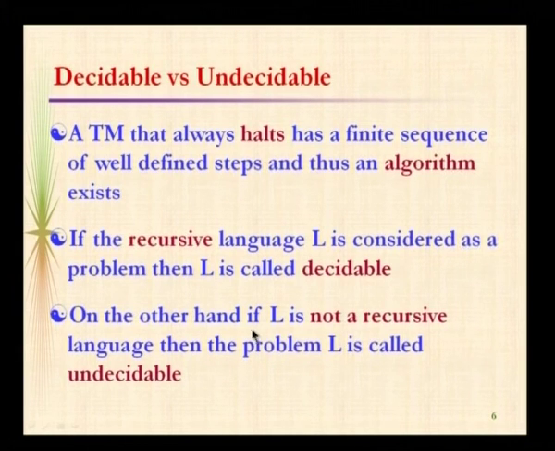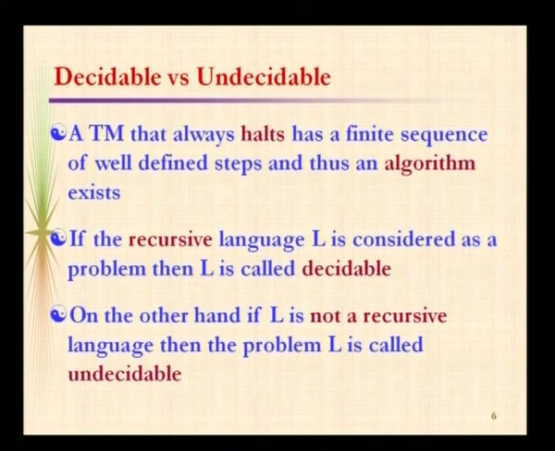Otherwise, if L is not a recursive language, then the Turing machine is not expected to halt always. Suppose the input W is in the language, it is expected to halt after accepting, and if the input is not in the language, then you can't expect that the Turing machine is going to halt. In that case, we will call these kinds of problems undecidable problems.